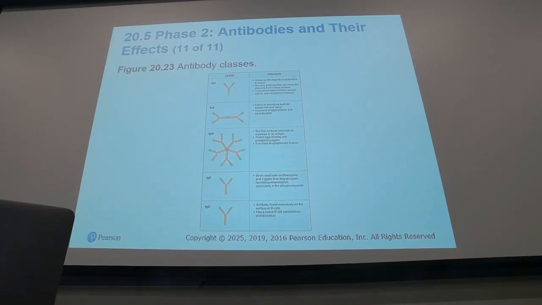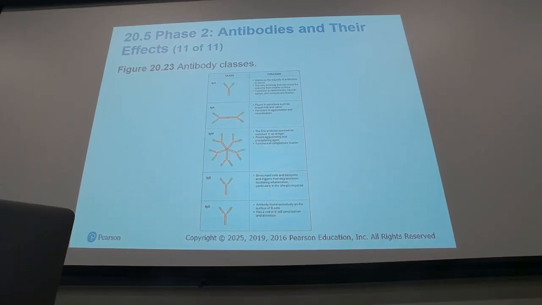So if you only bind one antigen to an antibody, but not to neighboring ones, you don't have degranulation. You don't have release of histamine. Only when you cross-bridge them. That leads to the sneezing and the runny nose during allergic reactions.